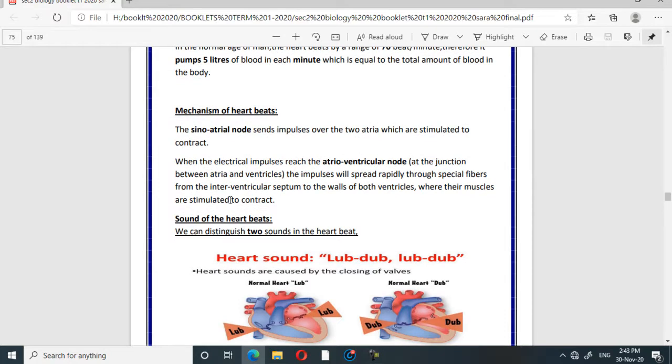What is the mechanism of the heartbeat? As we said before, the sinoatrial node causes a contraction of the walls of the atria, then the impulse goes to the atrioventricular node between the two ventricles, then to the His fibers, which spread the contraction to the ventricle walls, allowing all the heart to contract and relax.